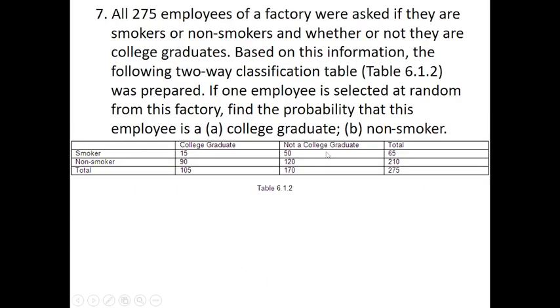Okay, we have number 7. So number 7. Sabi dito, all 275 employees of a factory were asked if they are smokers or non-smokers, and whether or not they are college graduates. Based on this information, the following two-way classification table was prepared. If one employee is selected at random from this factory, find the probability that this employee is a college graduate.